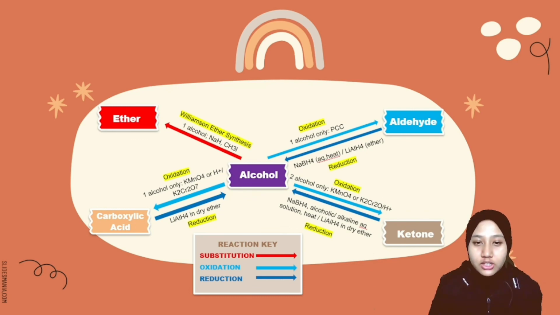And the last reaction, which is alcohol to ether, the reaction involved is Williamson ether synthesis by adding primary alcohol with sodium hydride and iodomethane to form ether.